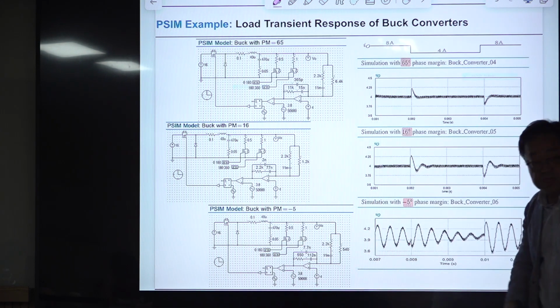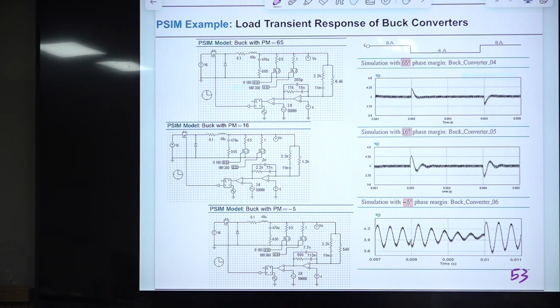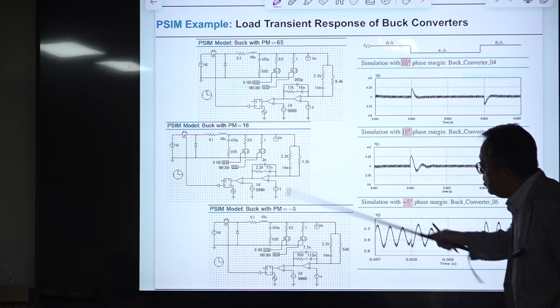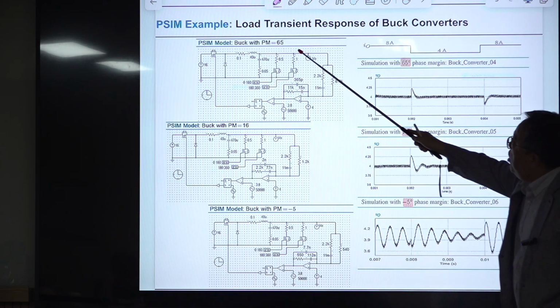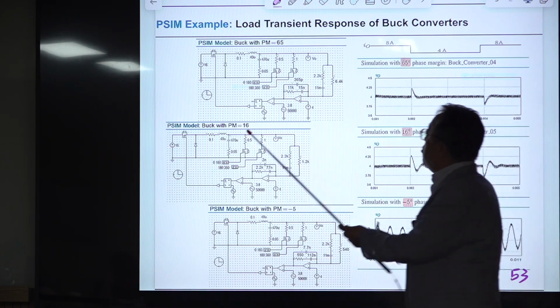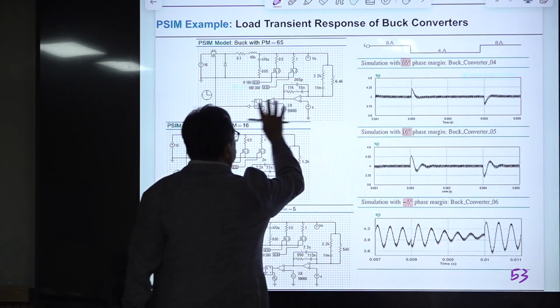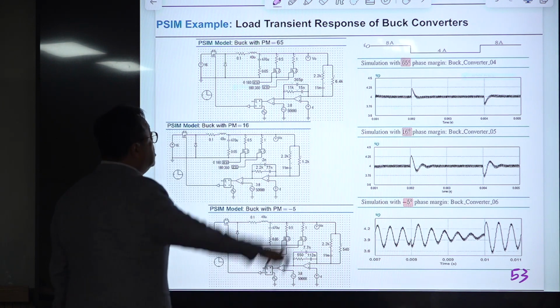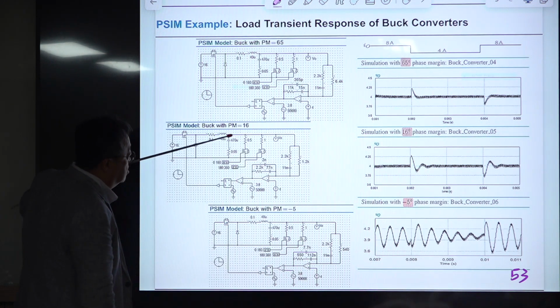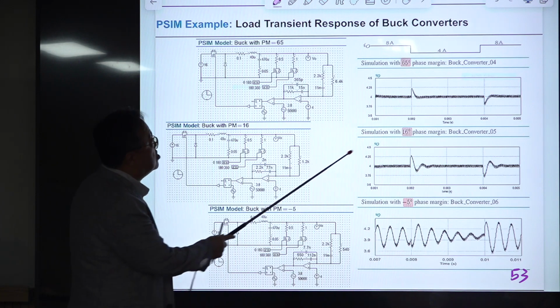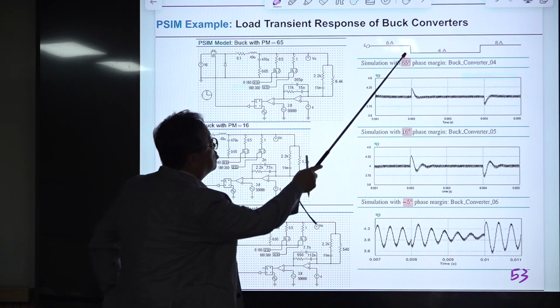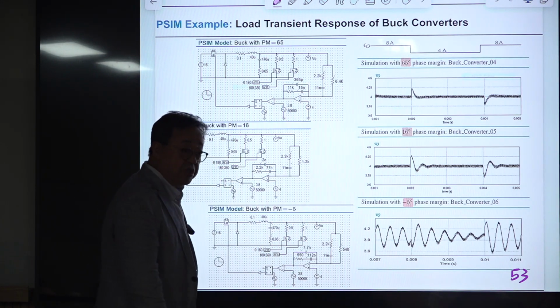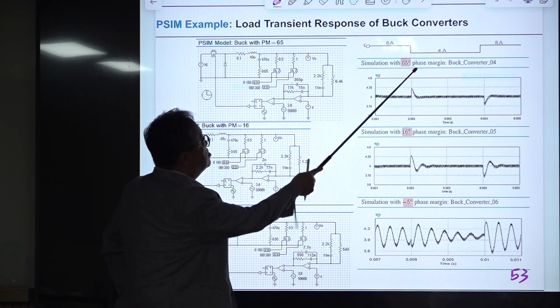This negative means the converter is unstable. Okay, everything remains the same. You just changed this value of this, then it becomes the phase margin. You don't see the phase margin here. Later on, you will find out by some analysis. Phase margin is this one, this one, this one, and this is the transient response for the same output changes. So this is the best design.